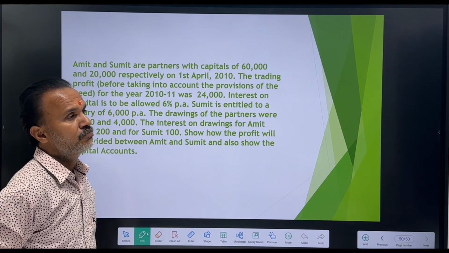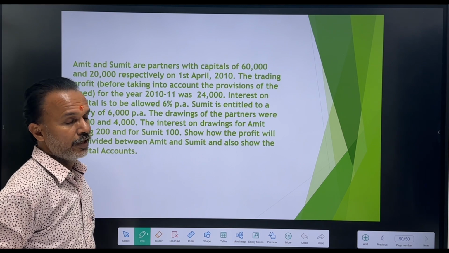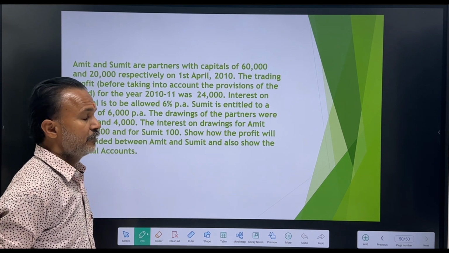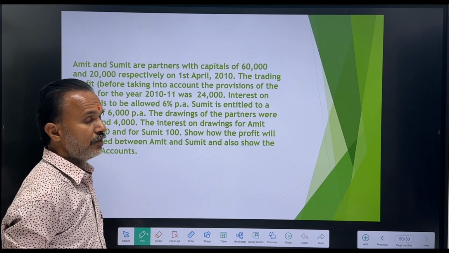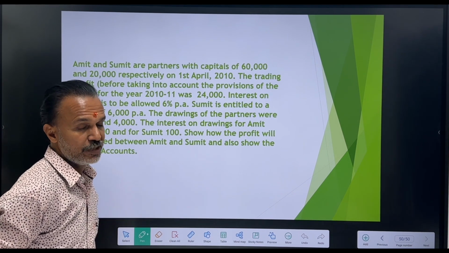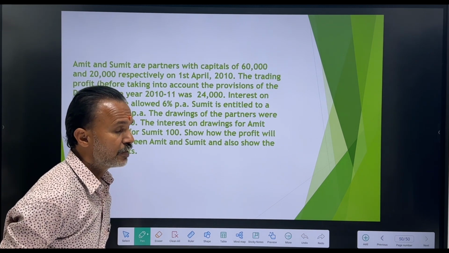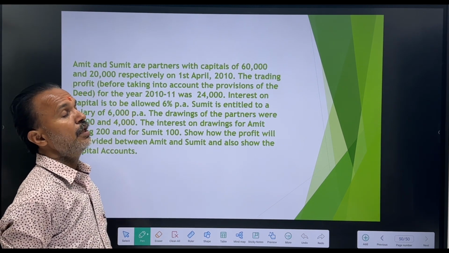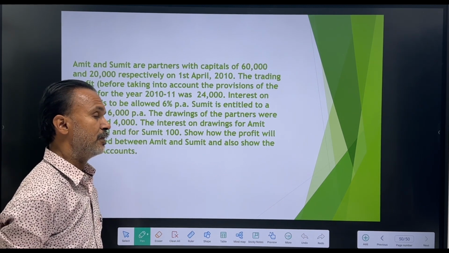Interest on drawings. There are two methods of interest on drawings: simple method and product method. Here, interest on monthly drawings is calculated in three ways: if the partner withdraws a fixed sum of money at the beginning of every month, if the partner withdraws a fixed sum of money at the middle of every month, if the partner withdraws a fixed sum of money at the end of every month.